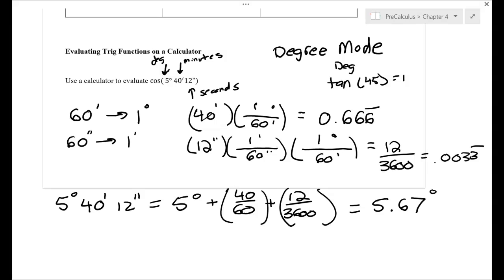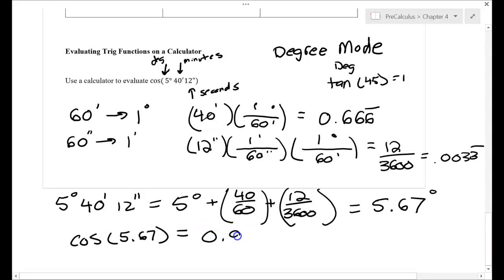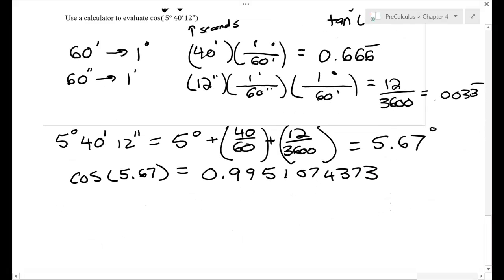And so now all I got to do is punch my cosine button, put in 5.67, and that will give me my answer. So cosine 5.67, I get on my calculator, it says 0.995107473. That's what it displayed. Round this off to 4 decimal places. So 0.9951 is my answer.